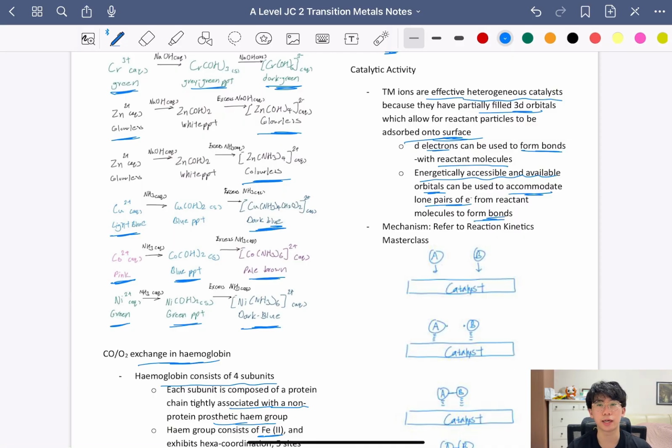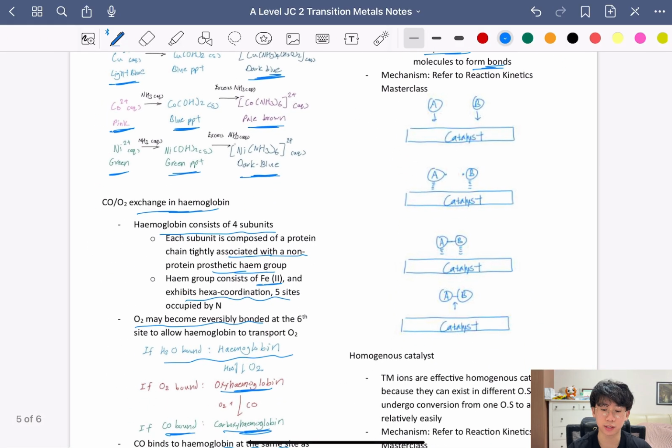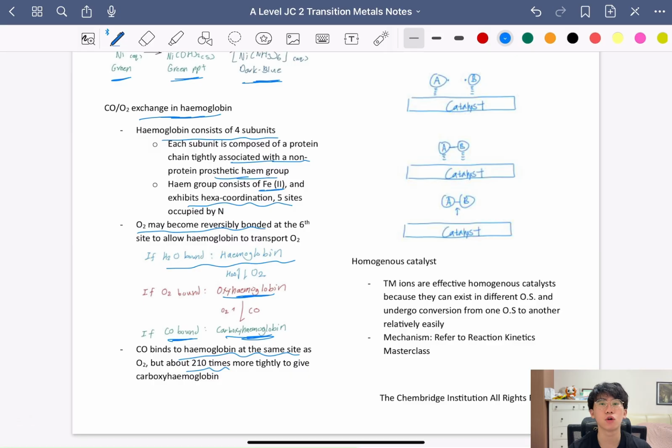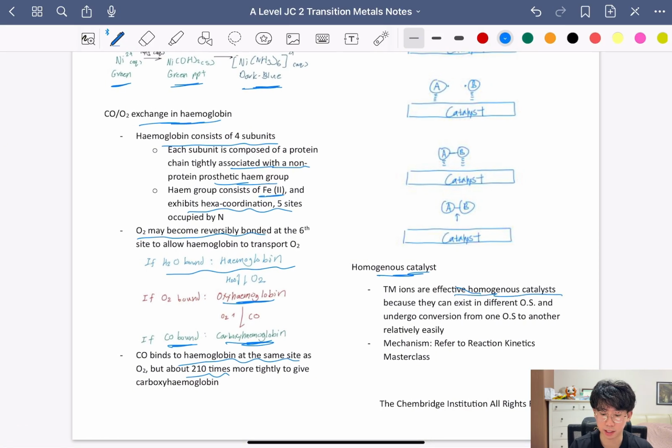So for this mechanism, you can actually refer to my reaction kinetics master class. And this is a little diagram that's also shown over here that shows the whole process of the adsorption and the whole heterogeneous catalyst mechanism. Transition metals also make good homogeneous catalysts. And they are effective homogeneous catalysts because they can exist in different oxidation states and undergo conversion from one oxidation state to another relatively easily. And for this mechanism, you can also again refer to the reaction kinetics master class.